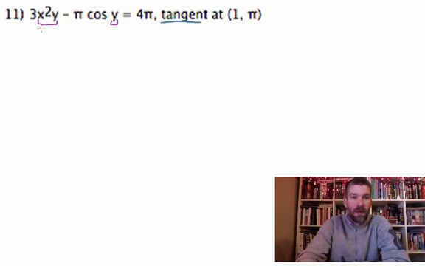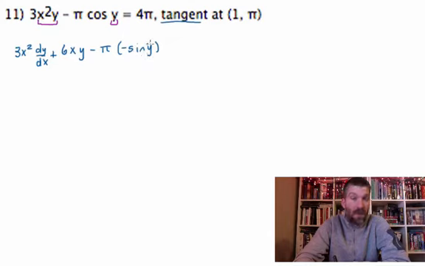So here's my derivative. By the way, product rule right here, 3x squared is one thing, y is another. So the first times the derivative of the second plus the derivative of the first times the second, minus pi times the derivative of the cosine, and then the derivative inside the cosine now is dy/dx. Don't forget to take the derivative on the other side of the equal sign. The derivative of 4 pi is 0.